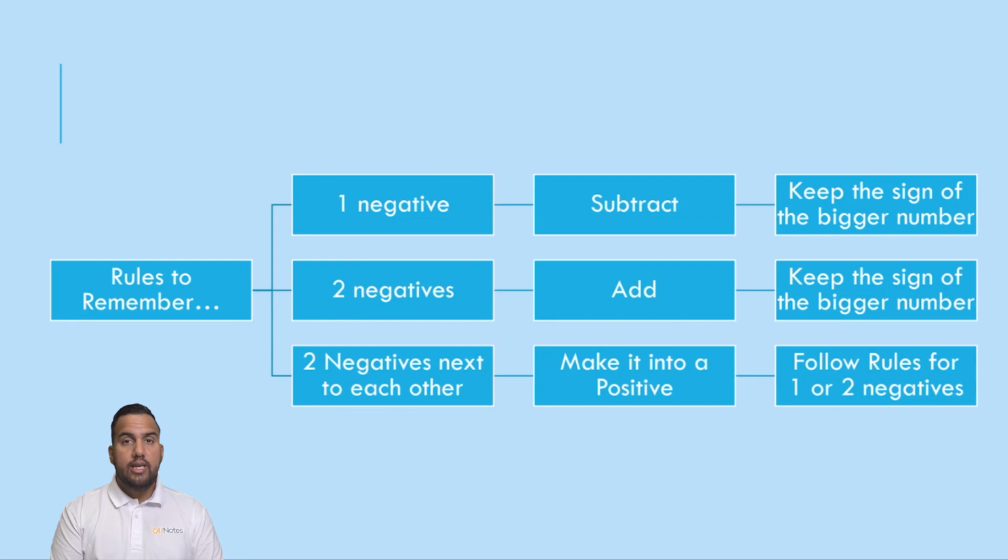Last one. When you see two negatives next to each other, you're going to turn that to an addition symbol and then go back to the beginning to ask yourself, is there one or two negatives in the problem?